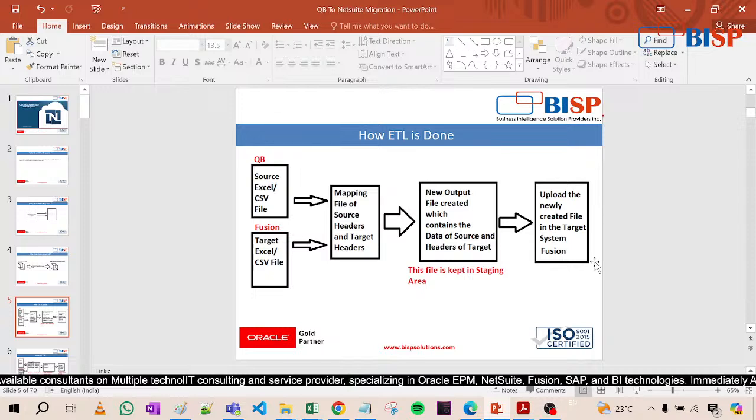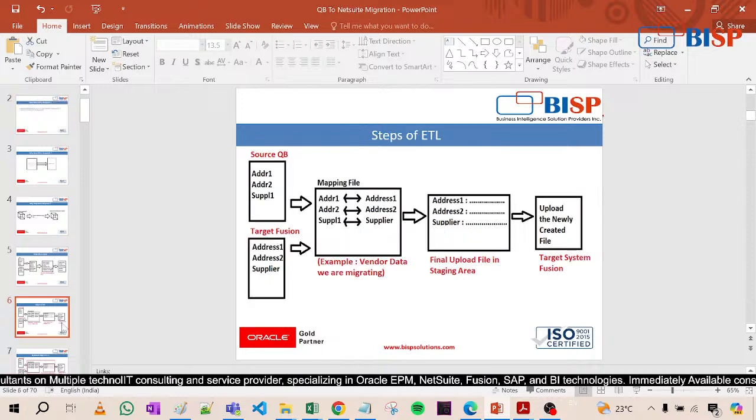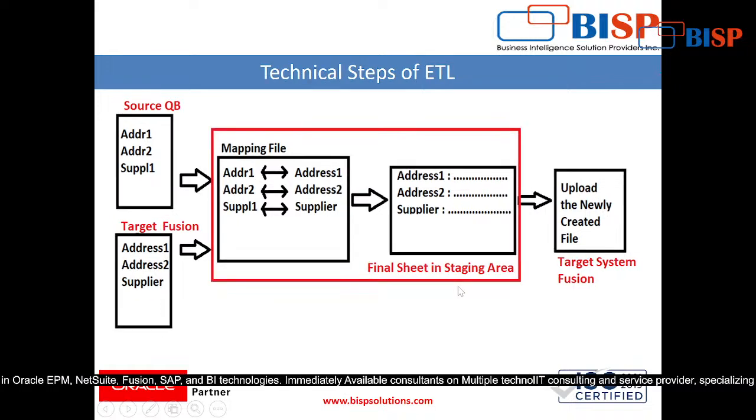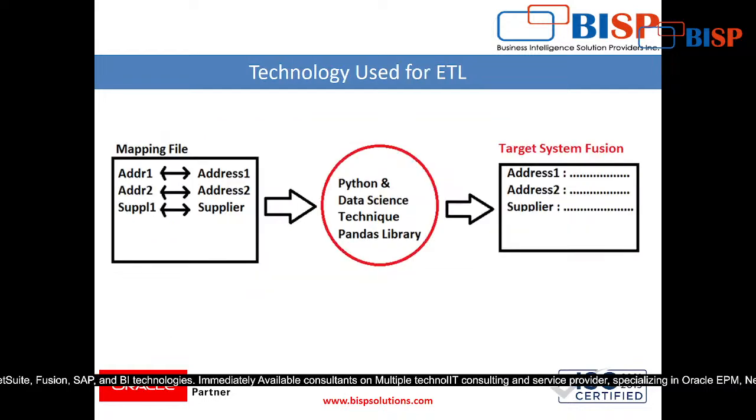And here if I show you, here it is. Okay, now see here, I have given you the example, as I have shown you previously, that these are the new headers. We have mapped all the files, vendor data, we are migrating. All the final upload files are in the staging area. Staging area is very necessary; we will keep all the files here and upload the newly created file. Now the next stage comes, the technology used for ETL.